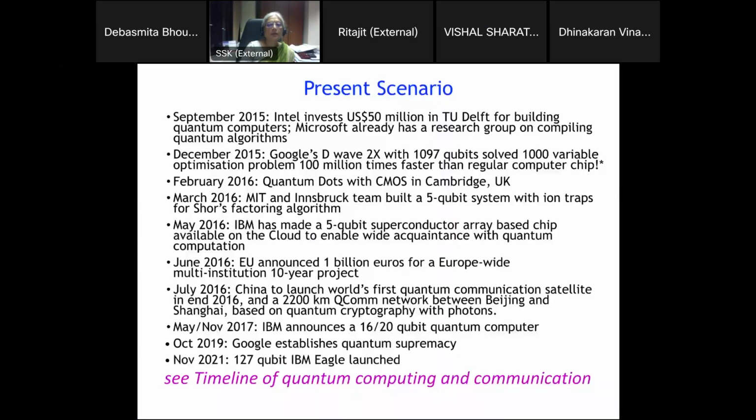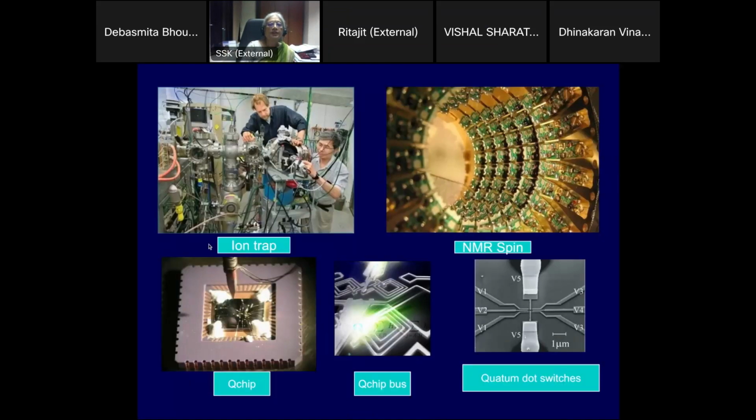Okay. So just take a look at the timeline to find out what's going on in communication. A lot of progress is being made for secure communication protocols, etc. So here are some pictures. In the initial days, people were following ion traps, huge, and nuclear magnetic resonance. Ion traps are still being explored, and they have a lot of promise. Quantum chips, quantum dots. Okay.